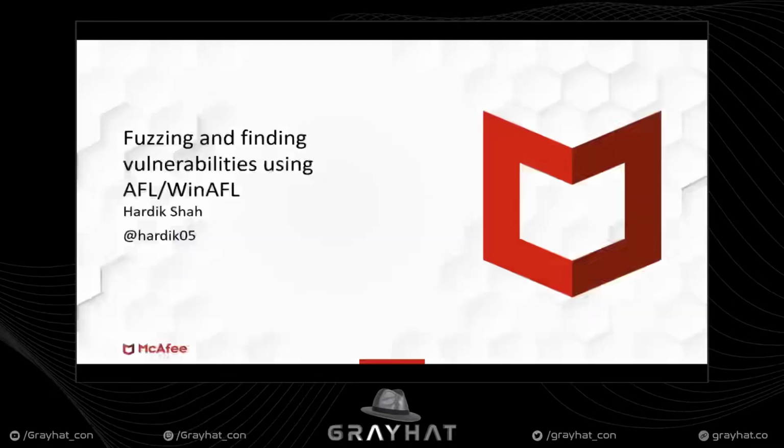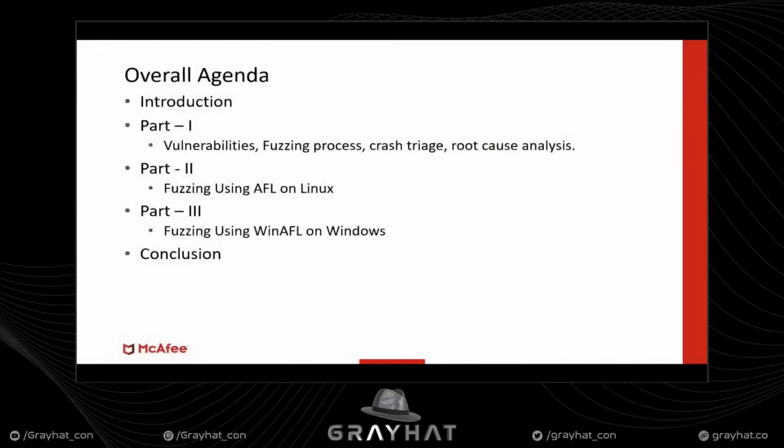My name is Hardik and I welcome you all to our training titled Fuzzing and Finding Vulnerabilities using AFL and WinAFL. This is going to be our overall agenda for today's training. We will start with introduction and then I have divided this training in three parts, part 1, part 2 and part 3. In part 1, we will see what is a vulnerability, what are different types of vulnerabilities, what is fuzzing, what are different types of fuzzer, and what are the steps involved when you want to fuzz a program. We will also see what is crash triage and root cause analysis.